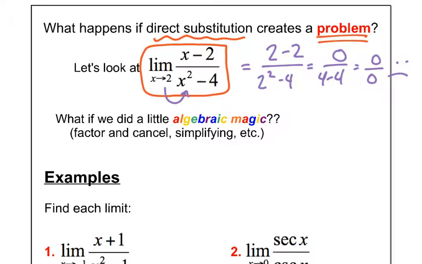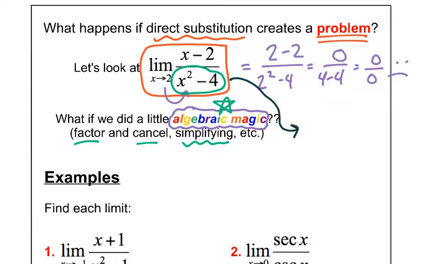Well, what if, without giving you really the answer, I just said use a little bit of algebra magic? What could you do? And you see some hints here. My eyes go directly to the denominator. Do you see that? And my eyes think, yeah, I could factor that. So think about factoring and canceling, any kind of simplifying. Just do some algebra magic and simplify it. Watch, let's do it. Ready?